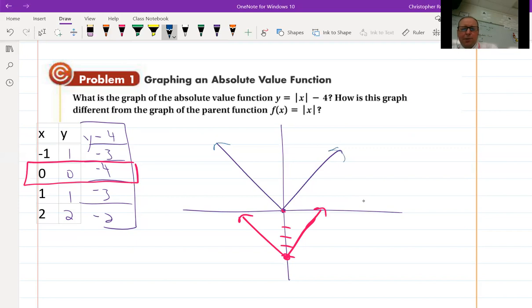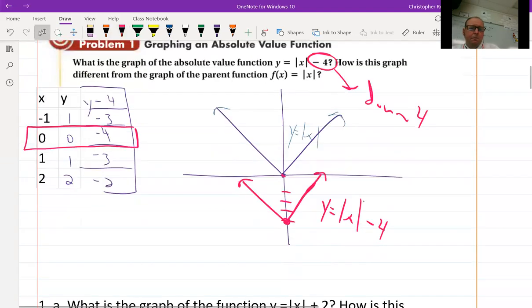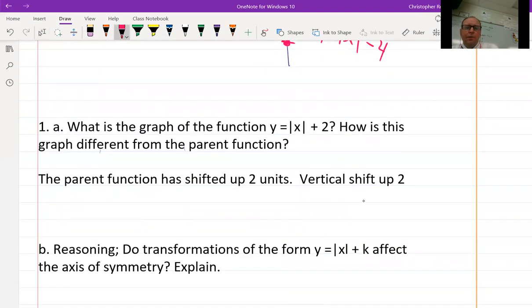Okay, so we have the original one. This was y equals absolute value of x. And this is y equals the absolute value of x and then minus 4. So what really happened to it? It moved down 4. This minus 4, it's outside the absolute value. So this is going to cause it to move down 4. That's not too bad. So what's going to happen if we do x plus 2? How's it different? Well, it's going to move up 2.